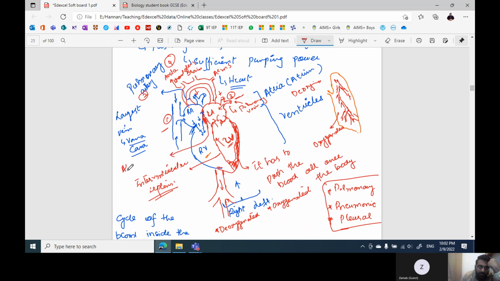And then observe this wall, this one. This is the interatrial wall, between the atria, the interatrial septum, and the interventricular septum. These both walls are very, very important because they separate the oxygenated blood from the deoxygenated blood. Understood?